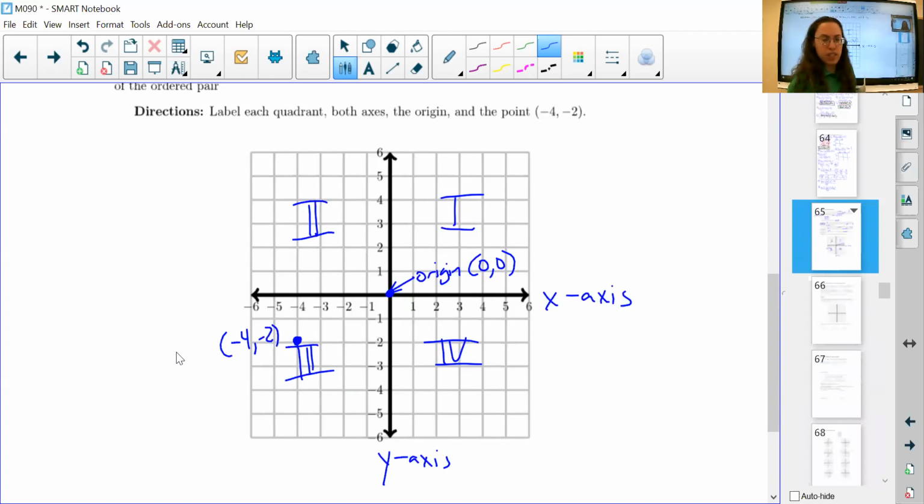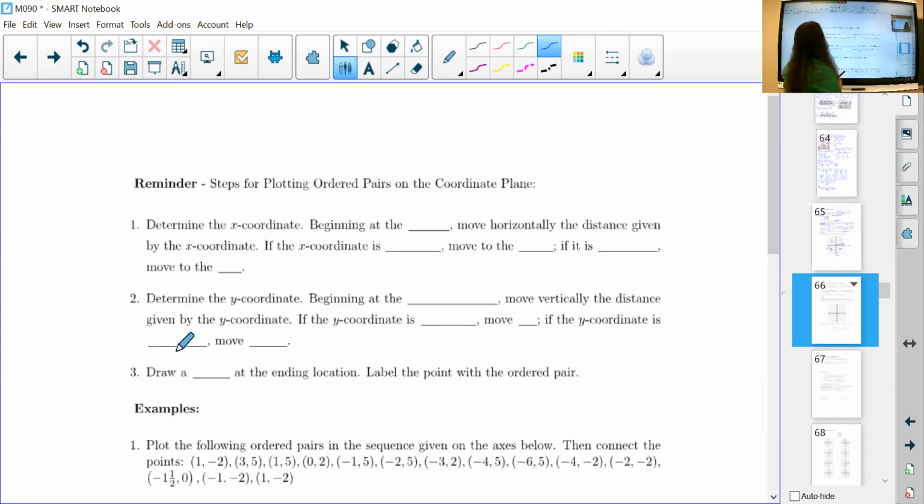Let's take a look at the next page. If we're plotting ordered pairs, we're going to start by looking at the x-coordinate. From the origin, from the very middle, move horizontally the distance given by the x-coordinate. If it is positive, move to the right. If it is negative, move to the left.